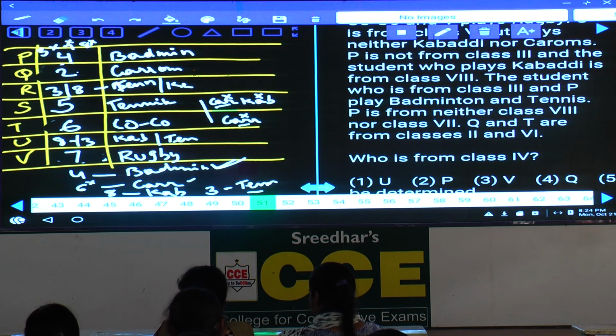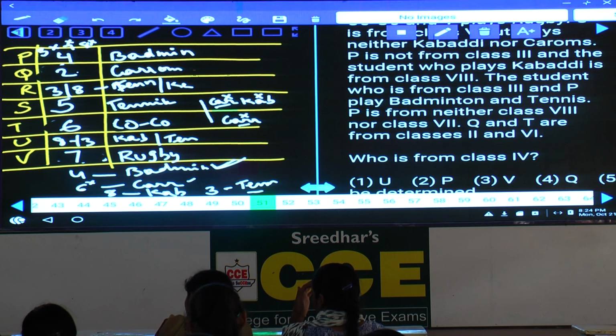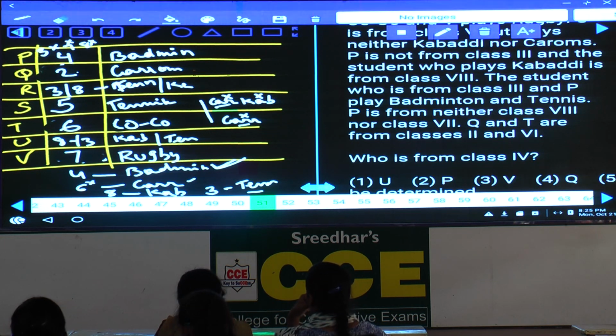How did you finalize? There is no other information. Only 2 possibilities were there. Okay? Then now, whether R can be 3rd class or R can be 8th class.